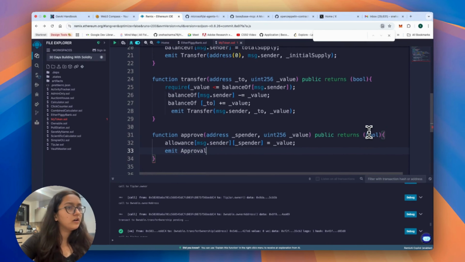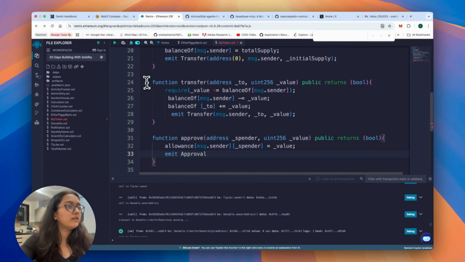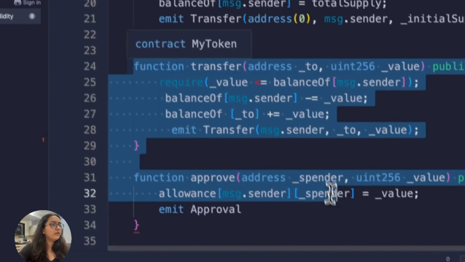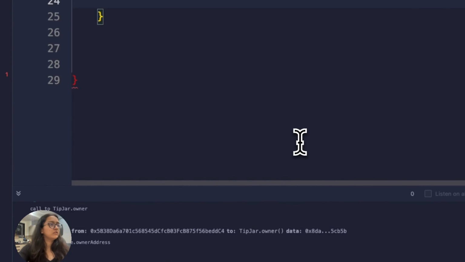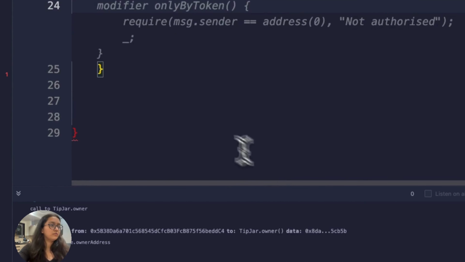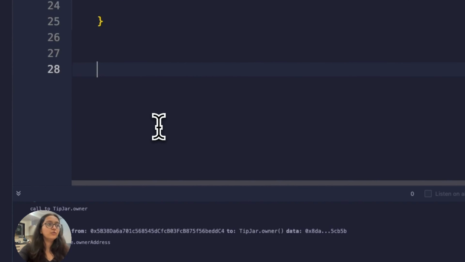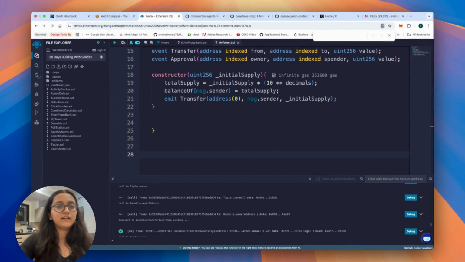Oh my God, who wrote this entire thing? I didn't. Come on, remove this. We want to write the code on our own, isn't it? Yes, we do. So, okay, we were here, right?